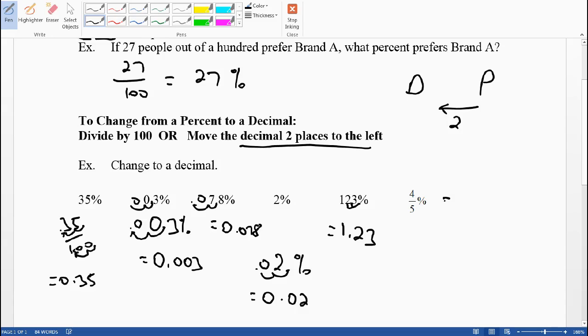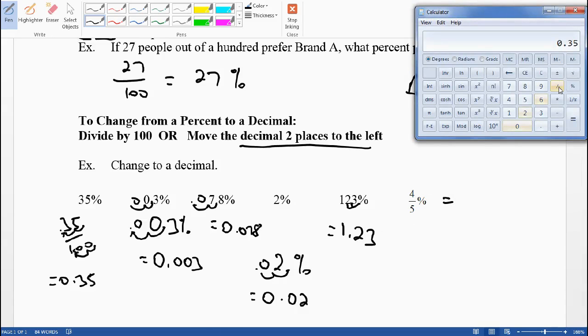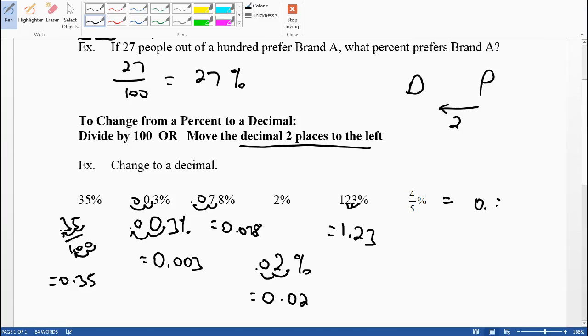Now this is one a lot of people miss. 4/5%. What you want to do is first take the 4/5, find the decimal, which is 0.8, but the percent is still there. All we've done is convert the fraction to a decimal. Now we're going to convert the percent to a decimal by taking that decimal and moving it 2 places to the left. So 4/5% actually equals 0.008. So be aware of that.